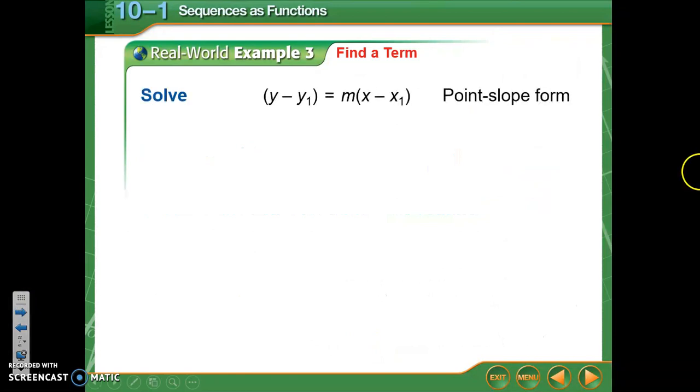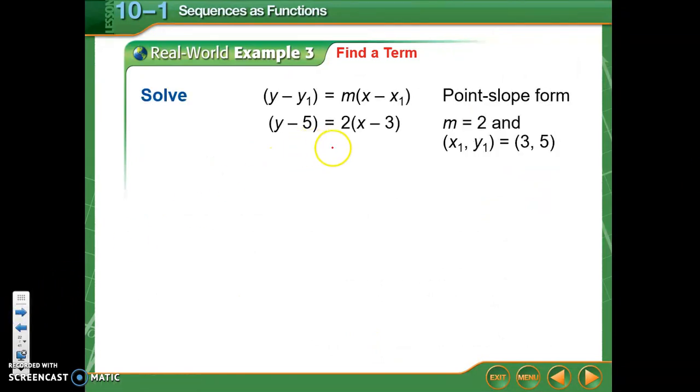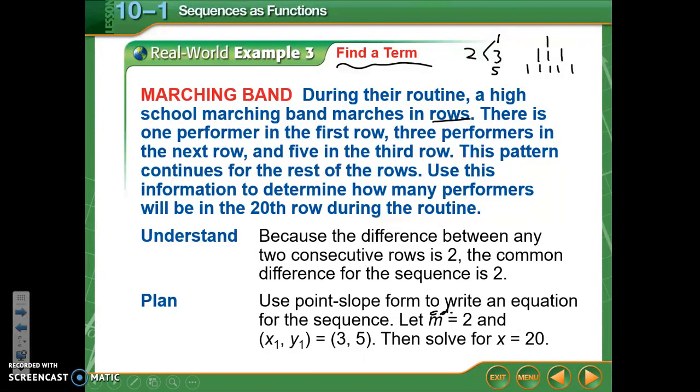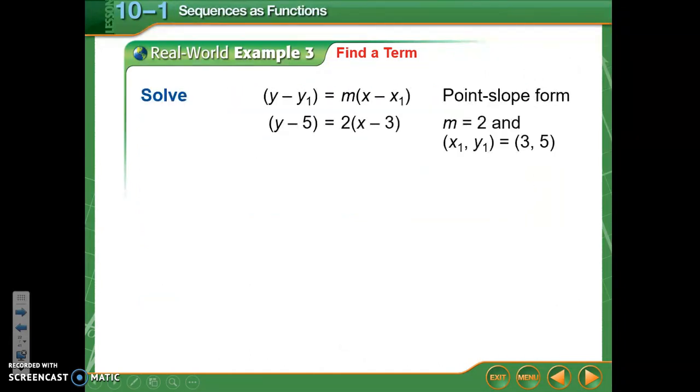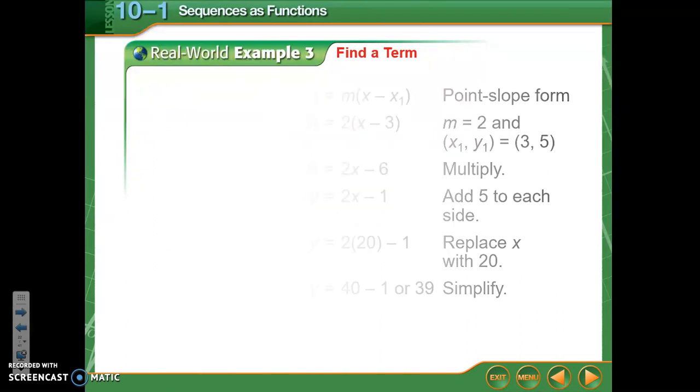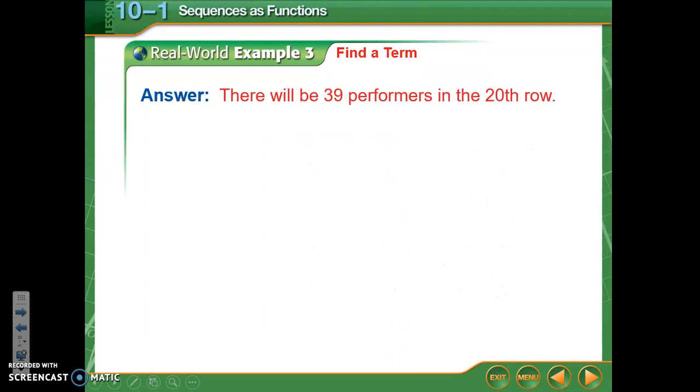So we're going to use point slope form. So the point I plugged in is 3, 5. Of course, you could plug in the point 2, 3 or the point 1, 1 if you wanted to. So plug in what you know. My slope is 2 because that's my common difference, and I simplify. And I get y equals 2x minus 1. So now I want to know what's happening in the 20th row, what's happening in the 20th term. How many people are in the 20th row? So I plug 20 in for x, simplify, and I get 39 performers who will be in the 20th row.